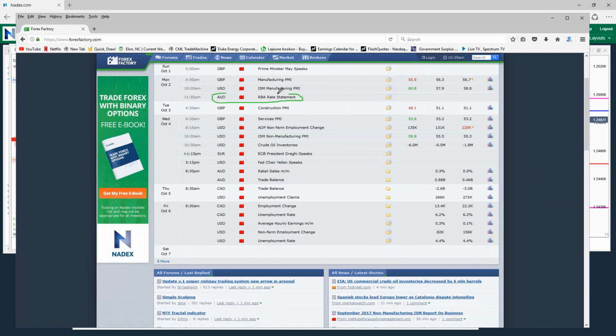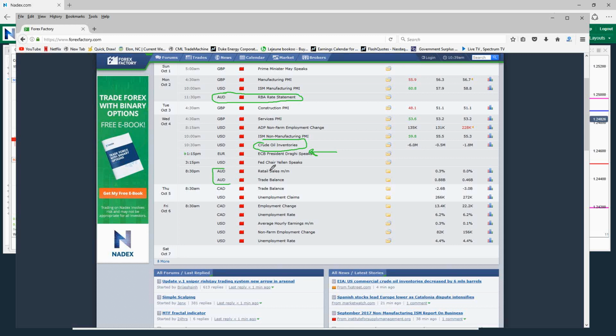You have the Aussie rate statement. It usually does move it pretty well. You have the crude oil inventories. The speaking engagements can move the market, just like the ECB president speaking or the Fed's Yellen speaking. Sometimes it just gets really, really slow there.